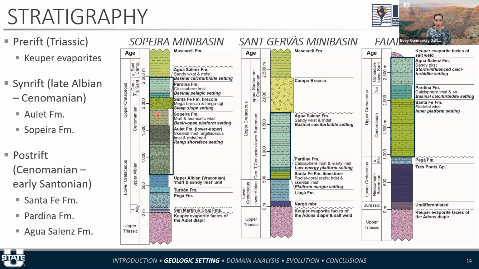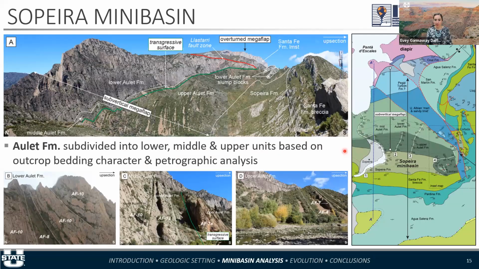So for instance, we see a very thick Aulet to Sopera package here in the Sopera mini basin. And it's not in either of our other two mini basins, but there we have Santa Fe, Pardina, and Agua Salenz, as well as in all of our other three. But notice that they've got wildly different thicknesses. So we're already able to see some really dramatic differences in our sedimentology and our stratigraphy. So we're going to start in the west, where our oldest Synrift strata are preserved.